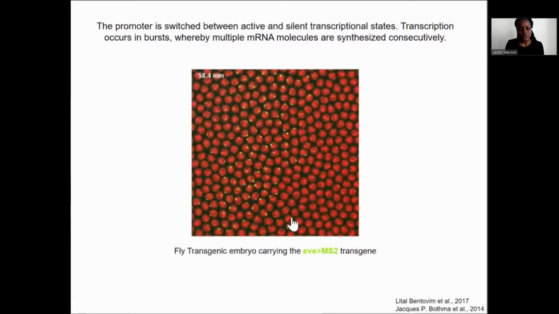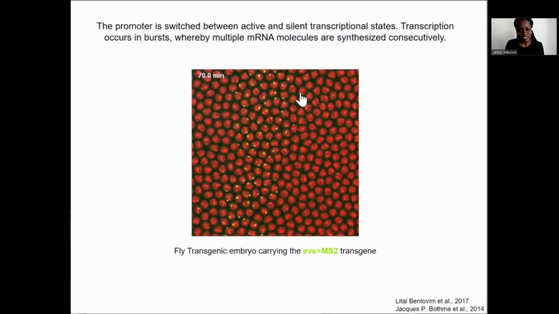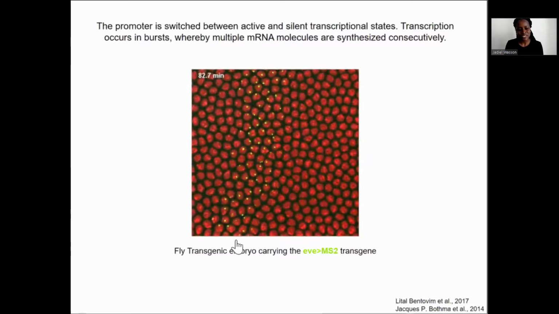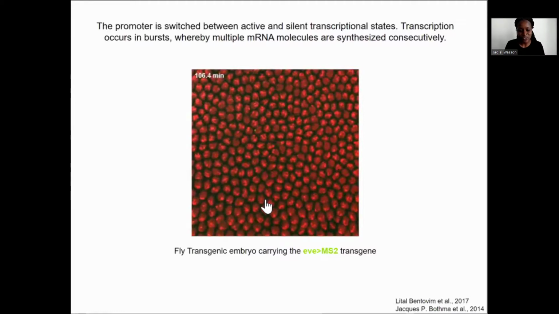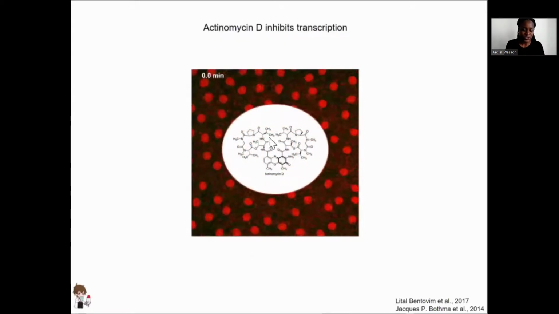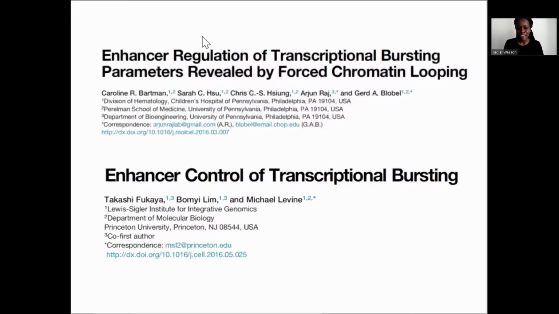So one of the ways to look at transcription and how this bursting is occurring is to also stop the bursting. And one of the ways to stop the bursting or stop transcription is with actinomycin D. That is essentially a drug that intercalates into DNA and prevents transcription from occurring. So this is another tool that they used in the journal club papers that we will be discussing.